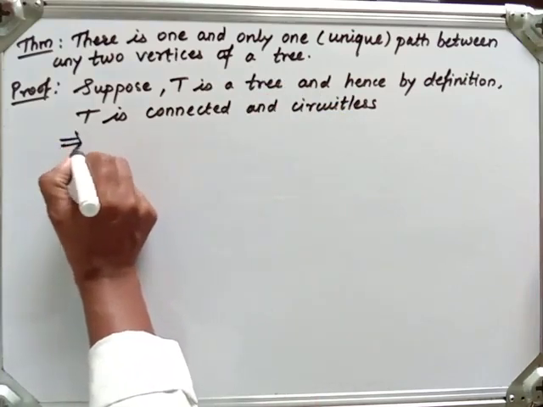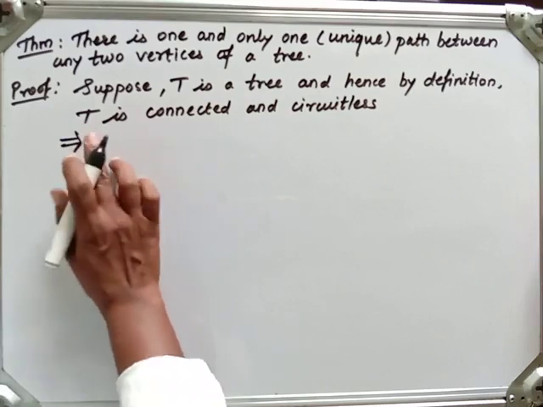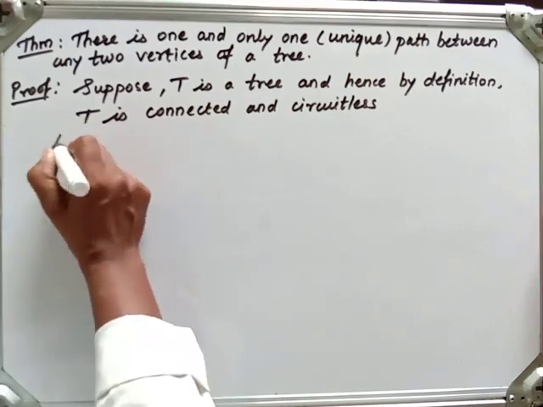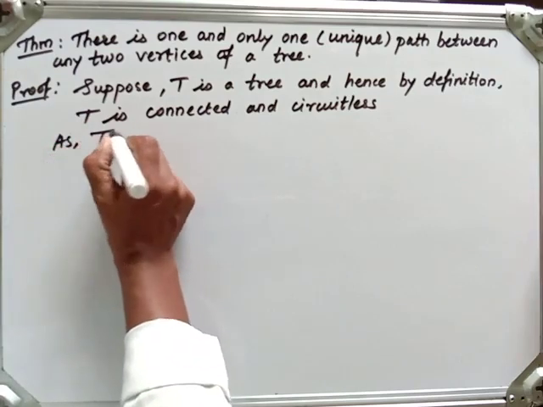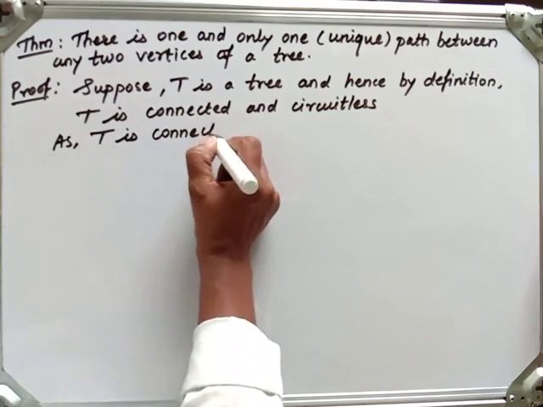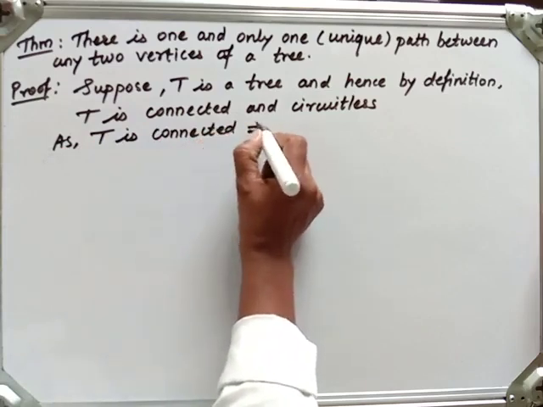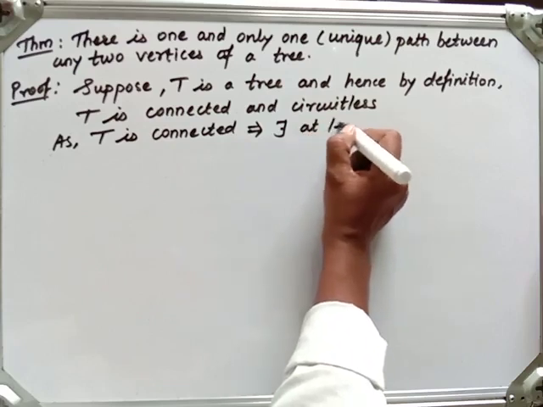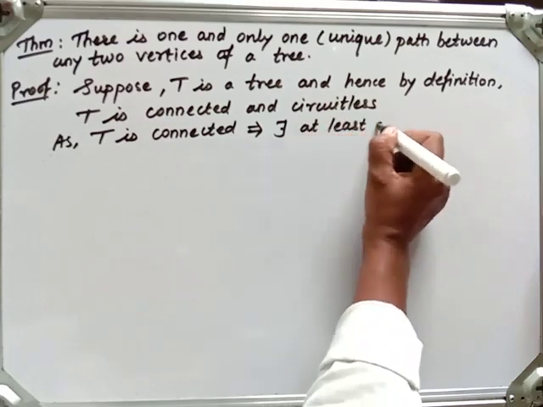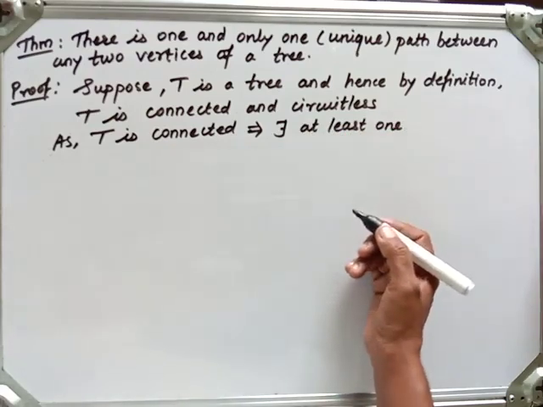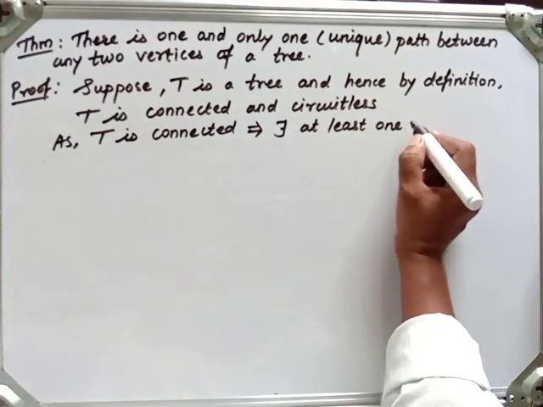So what does this say? If T is connected and circuitless, simply we will take one part of it, as T is connected. Let's say T is connected. Then what does this say? This says there exists at least one path between any two vertices. Connected means there will be a path between any two vertices.